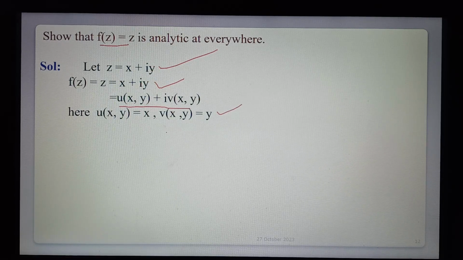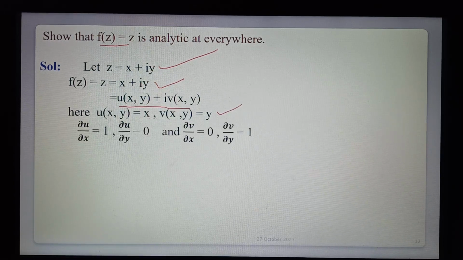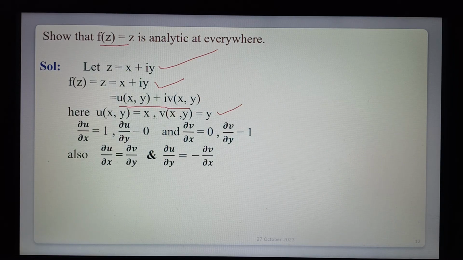Now finding the partial derivatives. Dou u by dou x is equal to 1, dou u by dou y is equal to 0. Dou v by dou x is equal to 0, dou v by dou y is equal to 1. So you have to observe that all are constant values, and they are continuous and exist. All constant functions exist and are continuous. Now verify the Cauchy-Riemann equations.